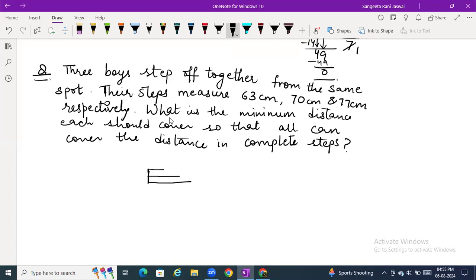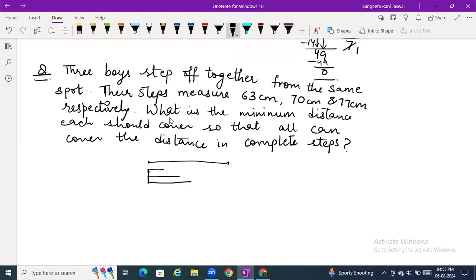Now, suppose they are given the distance to cover from here to here. So that means you have to count the complete steps. What is the minimum distance we should cover so that all can cover the distance in their complete steps? No one should take a small or extra large step to cover the distance.